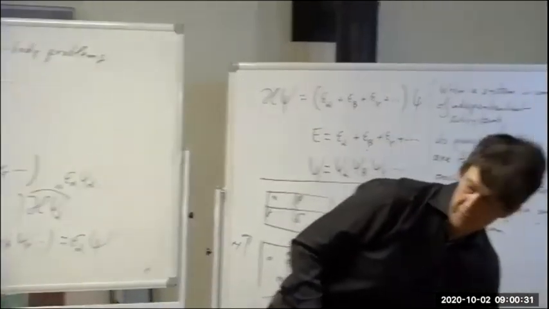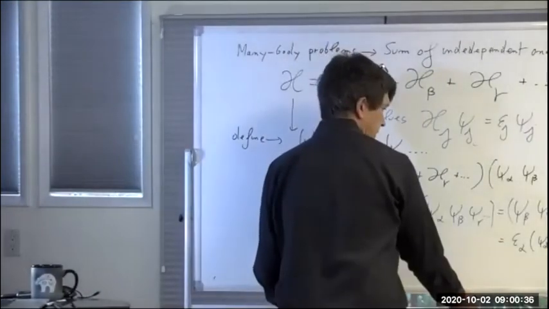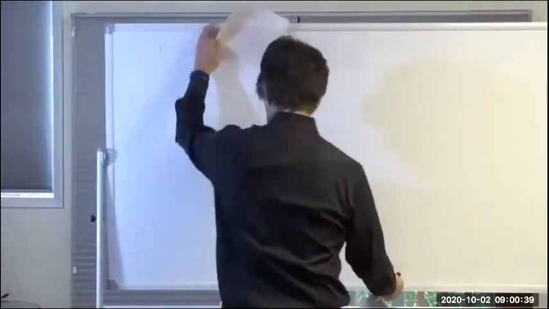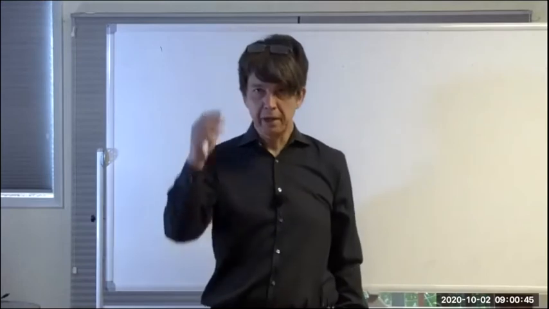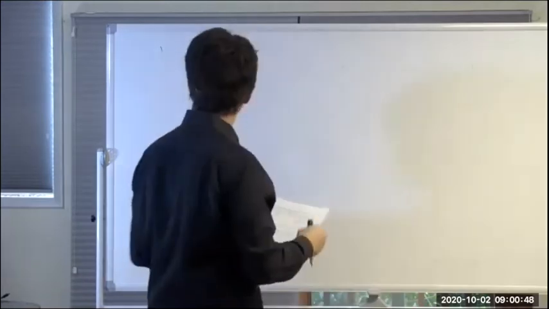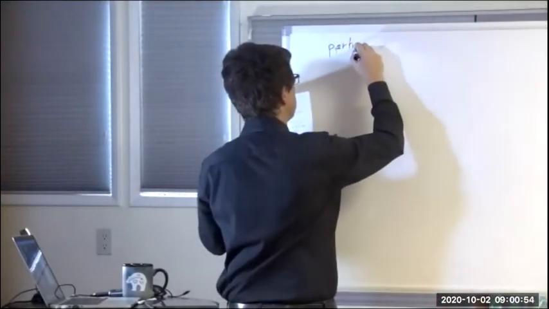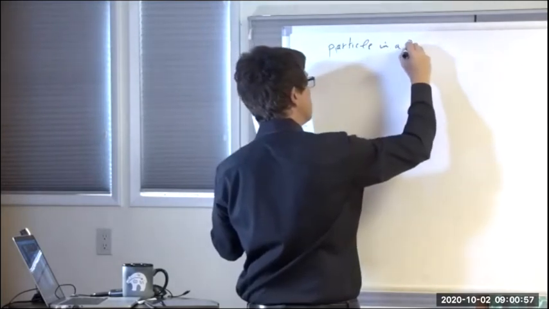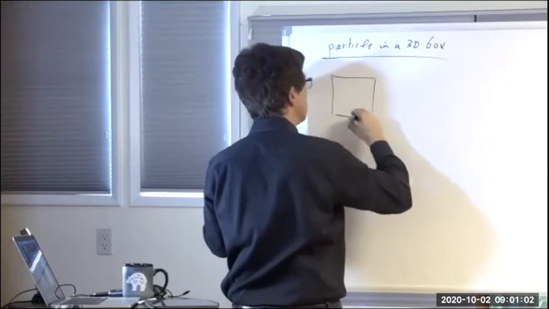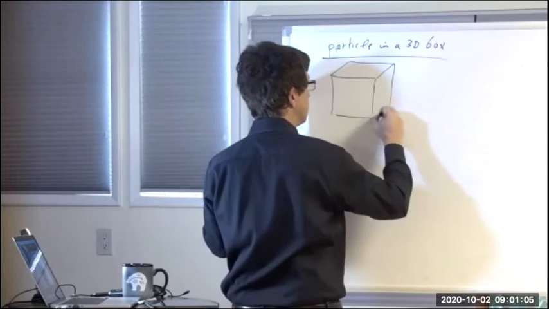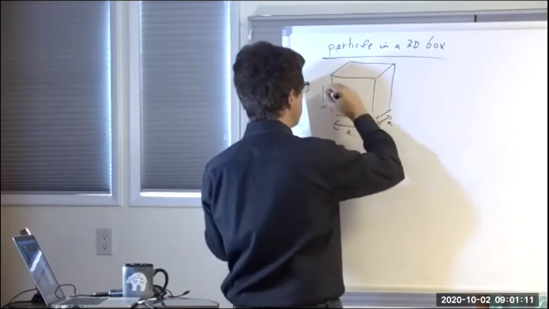So let me show you a degree of freedom in a system that's maybe not as obvious. Let's say I do particle in a box, but in 3 dimensions. So, a particle in a 3D box. I'm going to make it, for simplicity, a cubic box, so all the dimensions are equal to A.